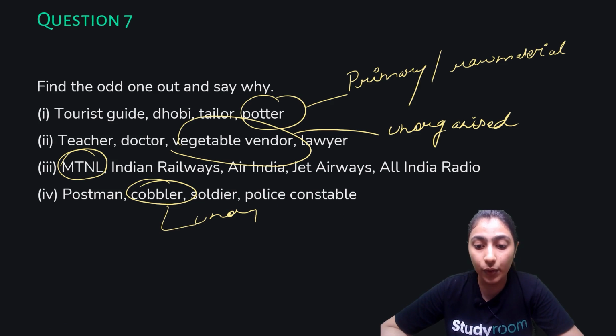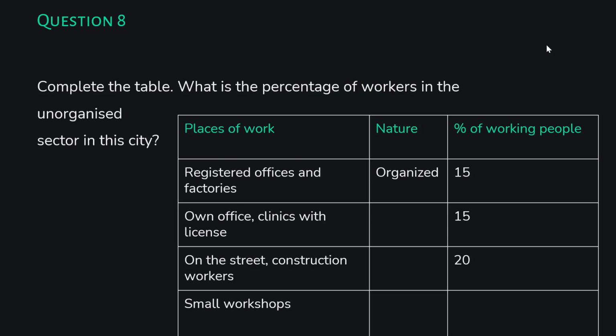So now moving forward, over here they are asking us to complete the table. What is the percentage of workers in the unorganized sector in this city? Delhi. Places of work. In registered offices and factories, which come under organized, 15% of people are working. Own office, clinics with license, again come under organized only. So again 15%.